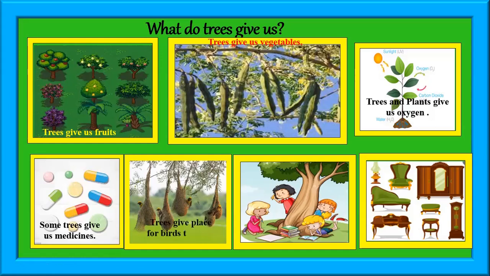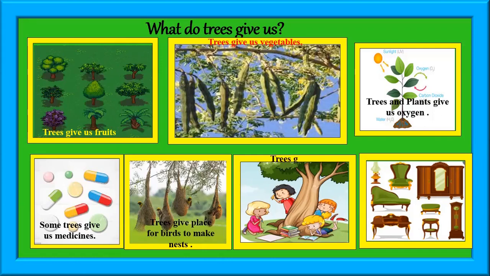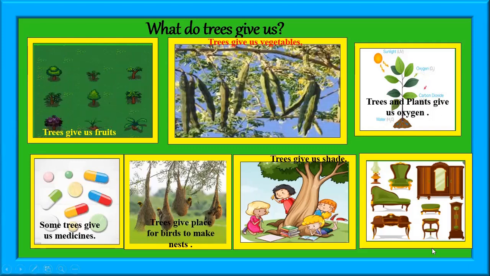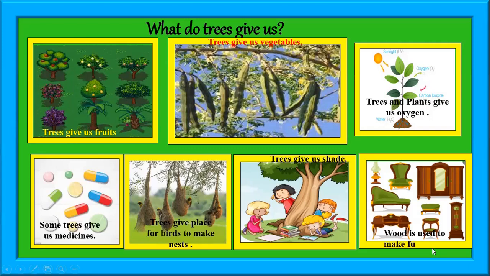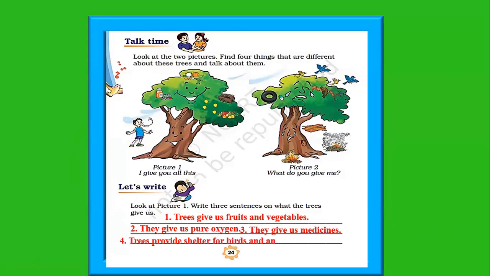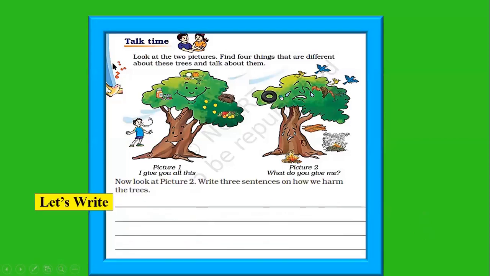Trees also provide shelter for birds. Trees give us shade and also keep the environment cool. Wood from trees is also used to make furniture and houses. So we can write down, trees give us fruits and vegetables. The second point is they give us pure oxygen to breathe. The third point is they give us medicines. Also, trees provide shelter for birds and animals. They give us shade.